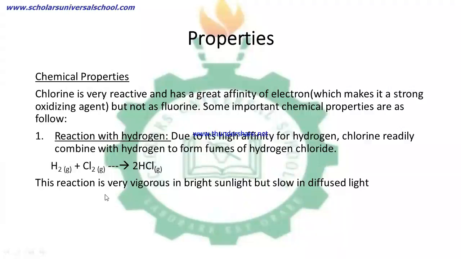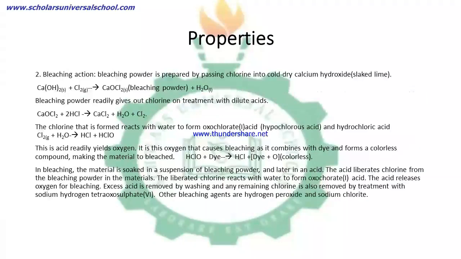The reaction is very vigorous in bright sunlight but slow in diffused light. That means the reaction is catalyzed in the presence of bright sunlight. Let's take note of that also. The second chemical property of chlorine that we're going to discuss is the bleaching action of chlorine. Bleaching powder is prepared by passing chlorine into cold dry calcium hydroxide, also known as slaked lime, to produce the bleaching powder, CaOCl2, and some water is formed.